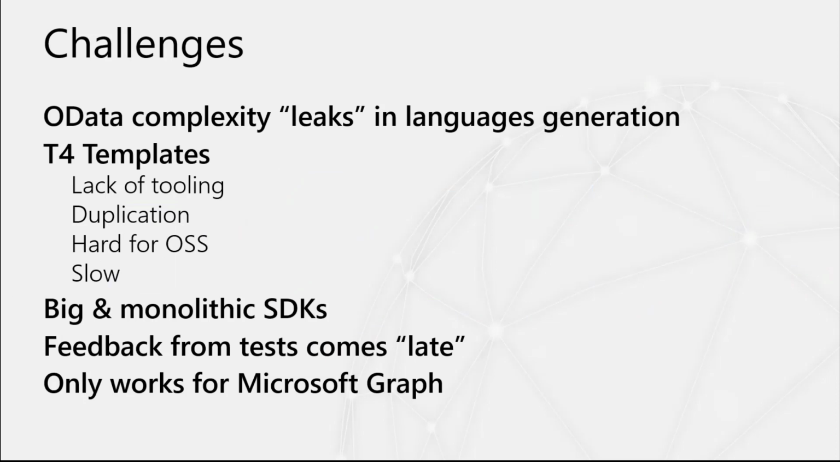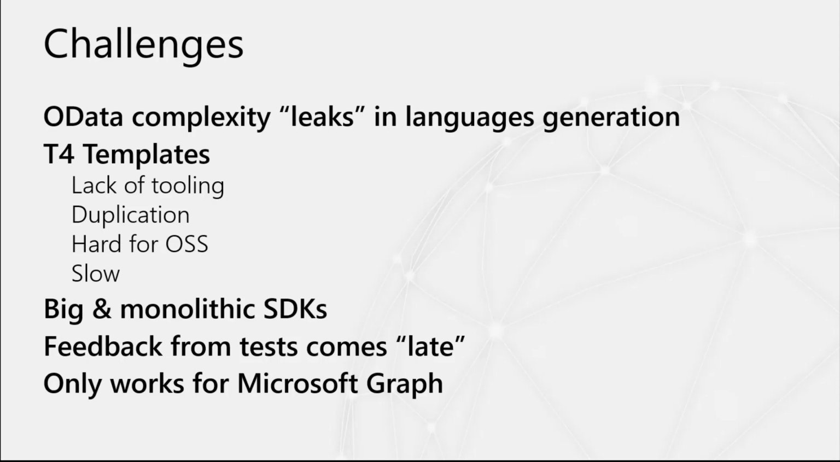Some other challenges that we're facing: the data complexity leaks in the different templates, and by that I mean specific conventions, instead of being understood and planned for and parsed for in one place, are being done in different templates for the different languages, so we duplicate the effort here. The T4 templates themselves are great, but because of the lack of tooling, they induce some kind of duplication. It is really hard for open source contributors that don't have prior experience to understand how they work and what to do with them, and they're kind of slow as well.